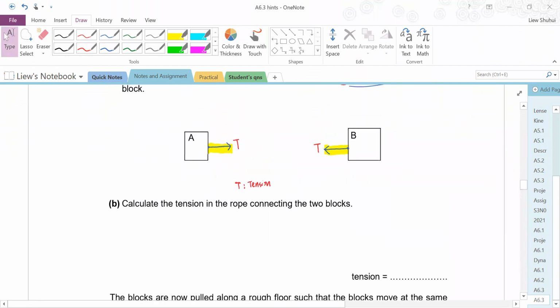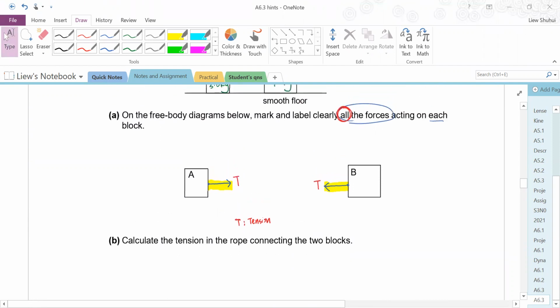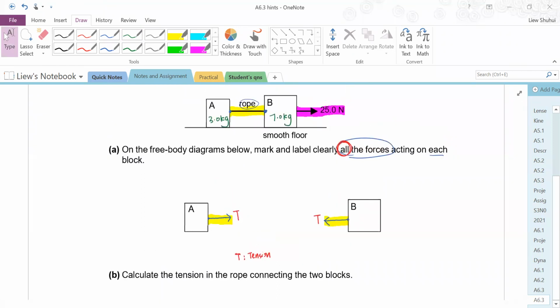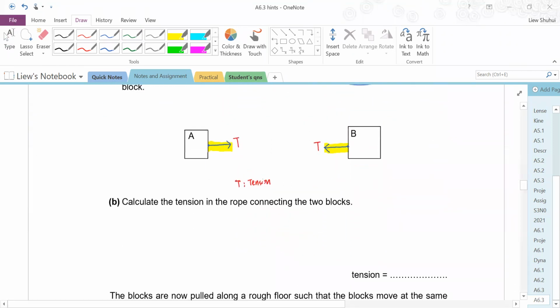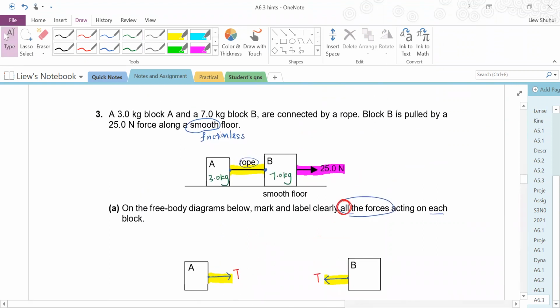Calculate the tension in the rope connecting the two blocks. So for this question, what you need to do is to consider the forces on body A, and consider the forces on body B.